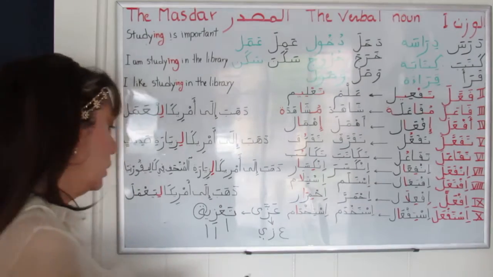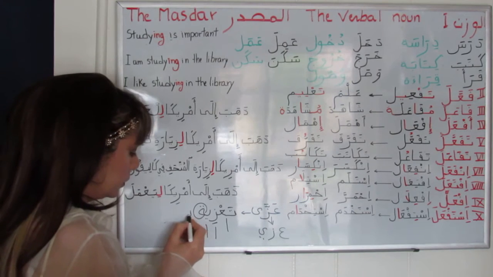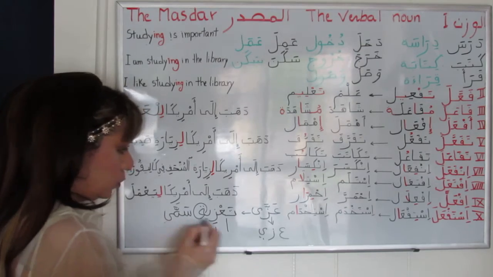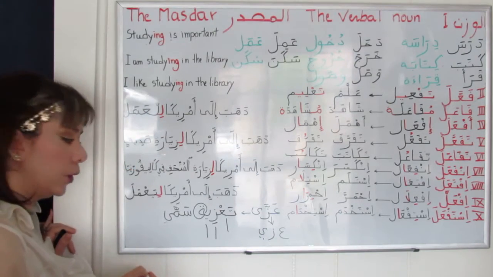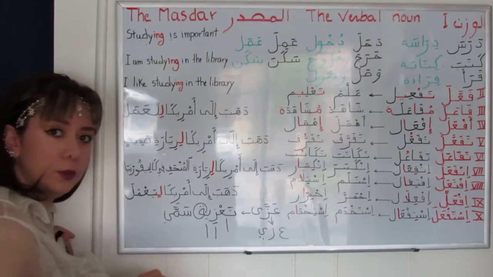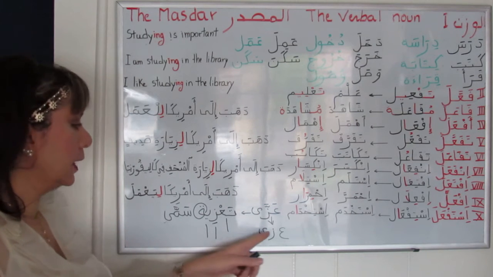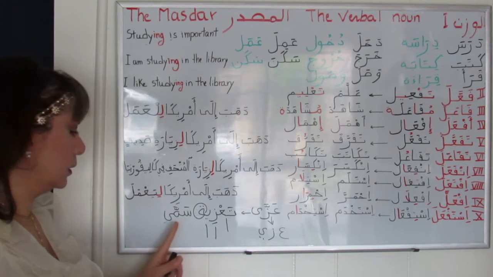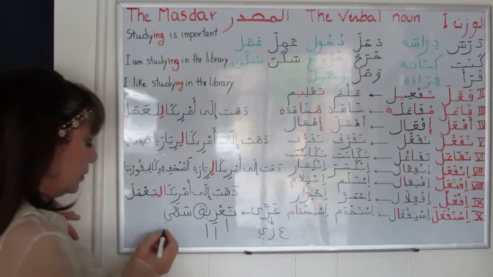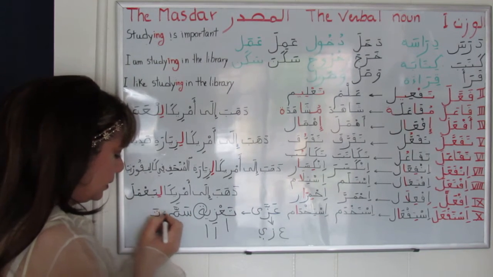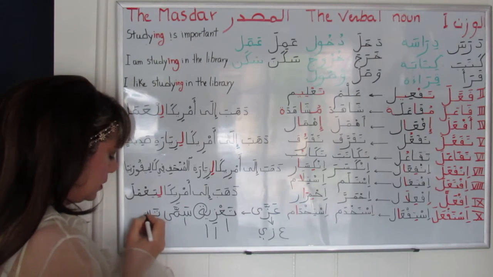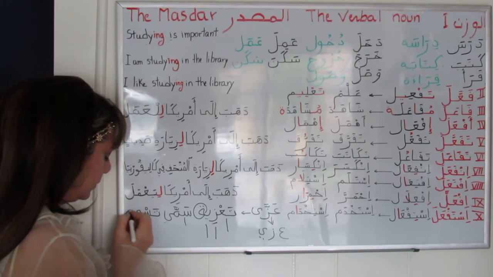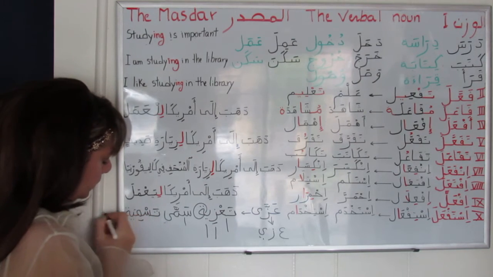Another one, samma, to name. They have the same form. So do you have a good guess? Azza, ta'ziya, condolence. Samma, ta, sin, mim, mi, ya. That's right, tasmiya, naming.